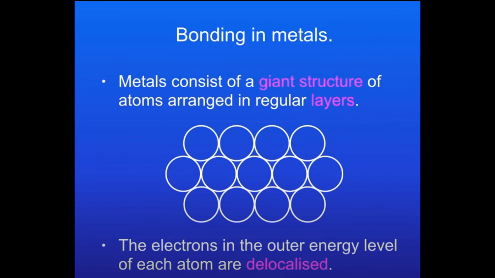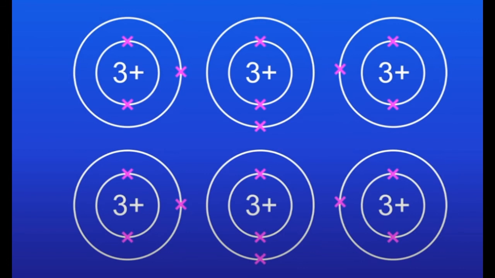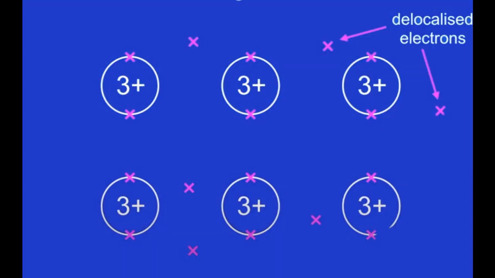The electrons in the outer energy level of each atom are delocalized. This means they are not attached to any specific atom and float around. Metals can be bent or shaped because the layers can be pushed over each other. This diagram shows the electron arrangement of 6 lithium atoms. The electrons in the 6 lithium's outermost shell detach and become delocalized.